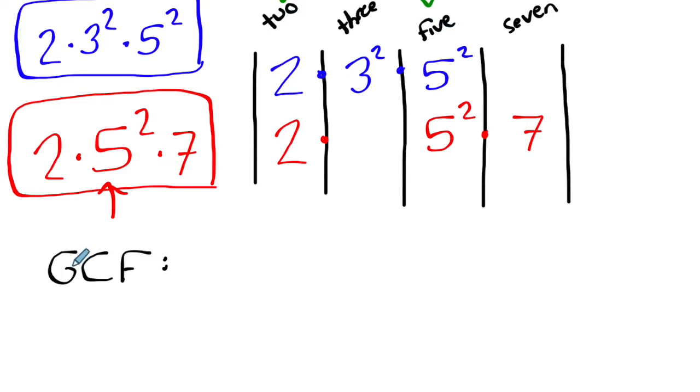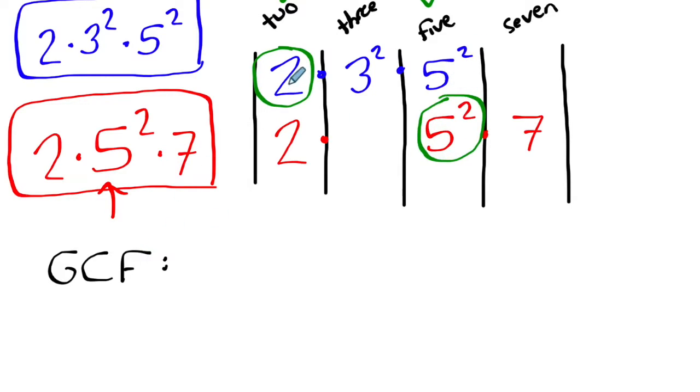For GCF, we're going to take the smallest copy of only what is shared. So let's take the smaller of these 2s. Well, these 2s are exactly the same size. They're just 2s, so I'll just circle this one. We're going to ignore the 3s because they didn't all have 3s. Let's take the smallest copy of these 5s. And again, they're exactly the same size. They're both 5 squared, so I'll circle this copy.